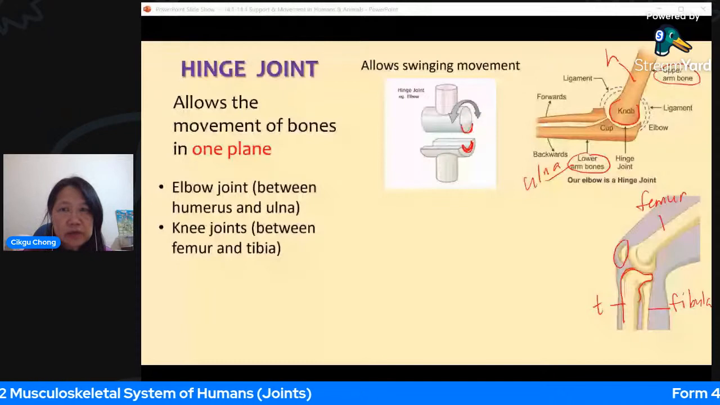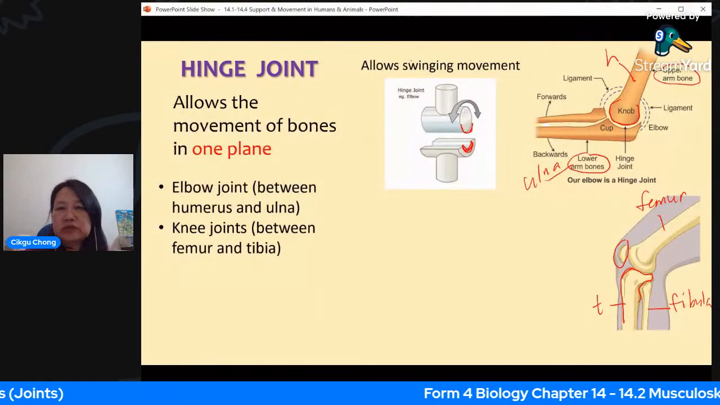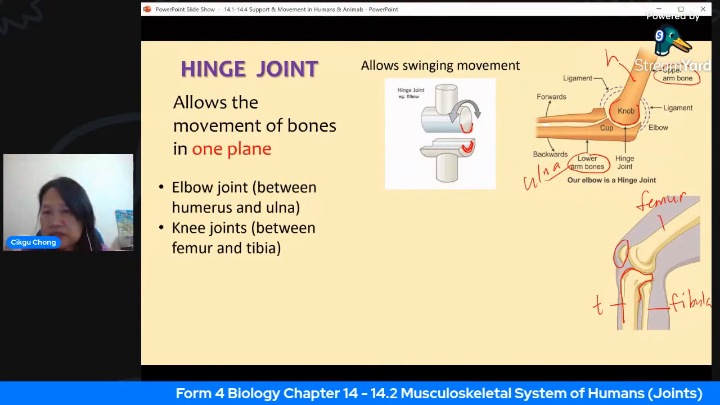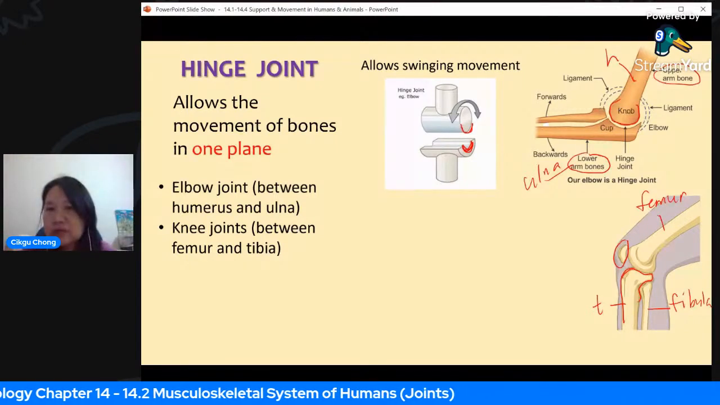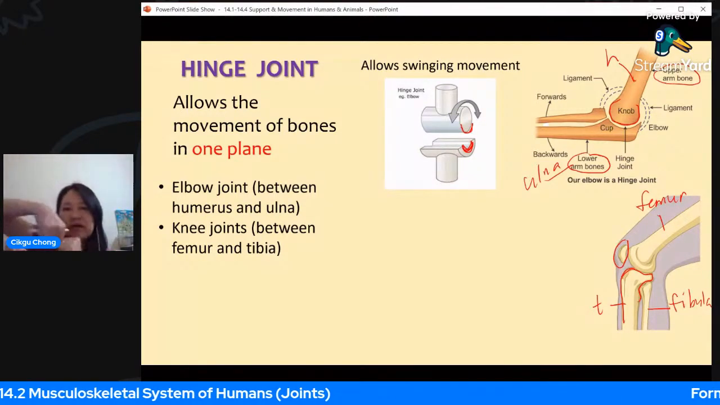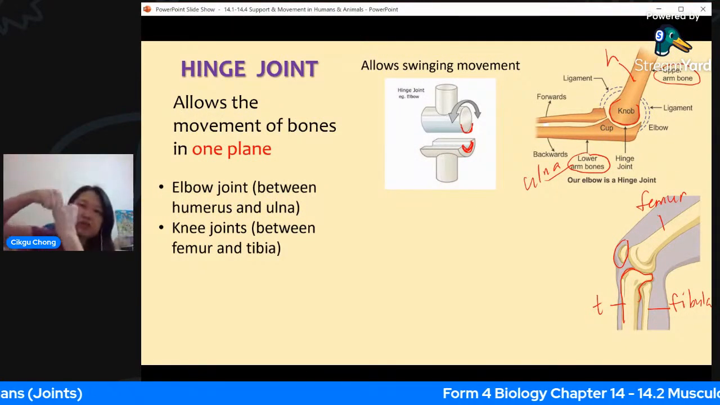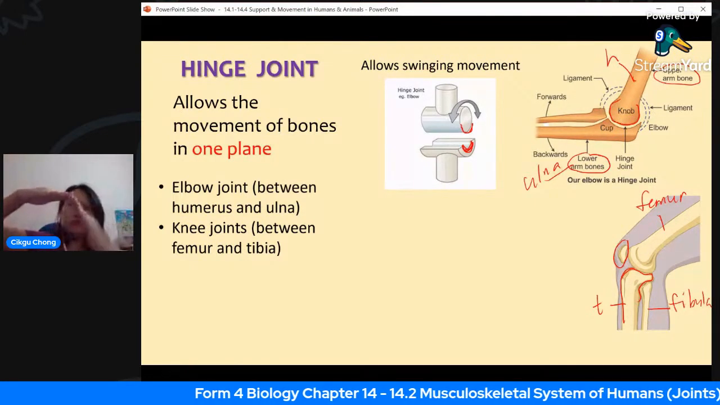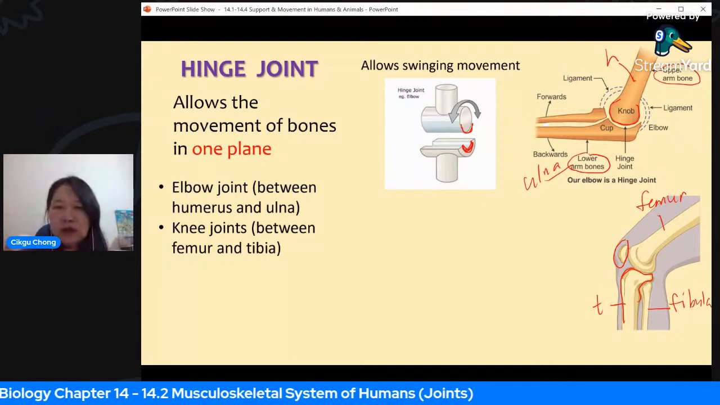Let me just continue where we're at. So you have your knee joint, which is between the femur and your tibia, not with the fibula. You see, the fibula is actually under the tibia. So it's your femur and your tibia. This is your knee, right? Your movement is only like this. So this is why we call it a hinge joint. Okay, next.